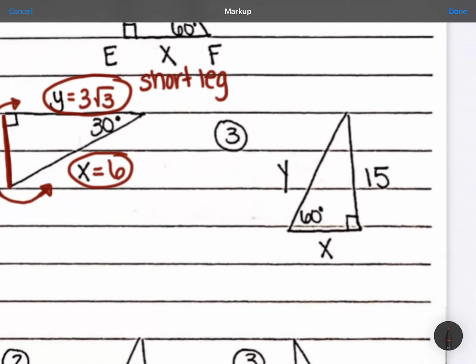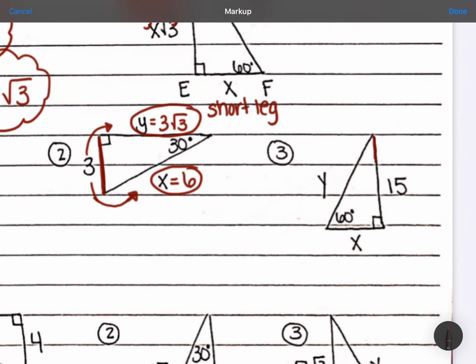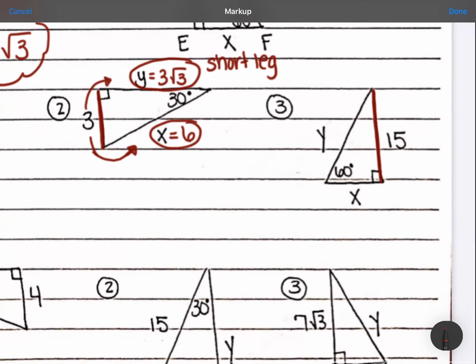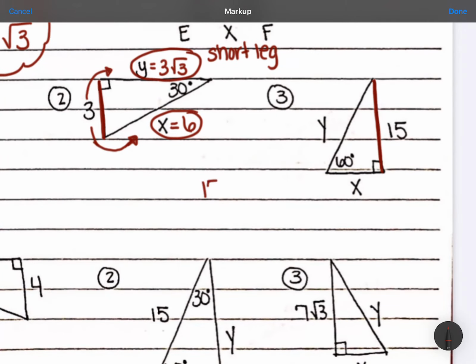All right, so number 3, this is the one where you have to do a little bit of work when they give you the long leg. So I know that this is my long leg because it's across from the 60 degrees. So this is where you might want to use your equations. My long leg is equal to my short leg times radical 3. I just got that from those two equations I previously wrote down, and so did you. To solve this, I would divide by radical 3 on both sides.